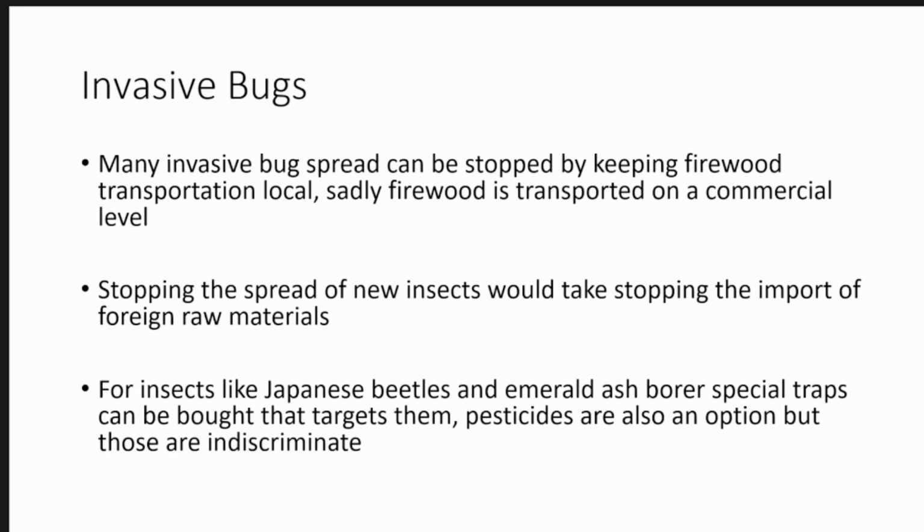Invasive bugs. Many invasive bugs can be spread by taking firewood from one area to another, so stop doing that. But this is going to be very hard to stop, because firewood is also traded on the international level. So as long as we have an international logging trade, we're still going to keep seeing these invasive bugs come along. But all is not lost, because for insects like the Japanese beetle and the emerald ash borer, special traps have been made. You've probably seen them around, where they look like kites up in trees, but no, those are traps for those insects. So we are definitely trying to think of ways to counteract them.